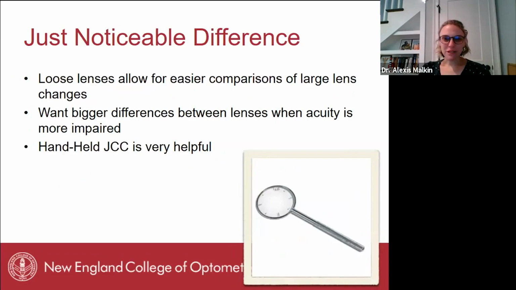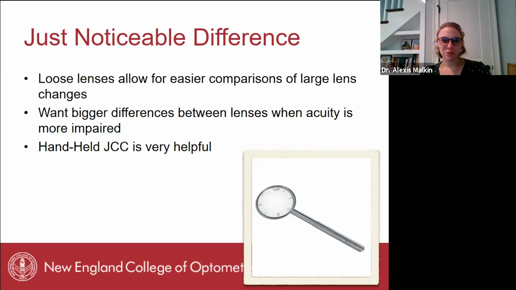You want to use the principle of a just noticeable difference when you're refracting people with vision loss. So the reason the trial frame is helpful is for a couple of different reasons. First is that the patient can eccentrically view a bit better. They can look around, they can move their eye to be able to find the clearest point. It also lets you do larger lens changes.